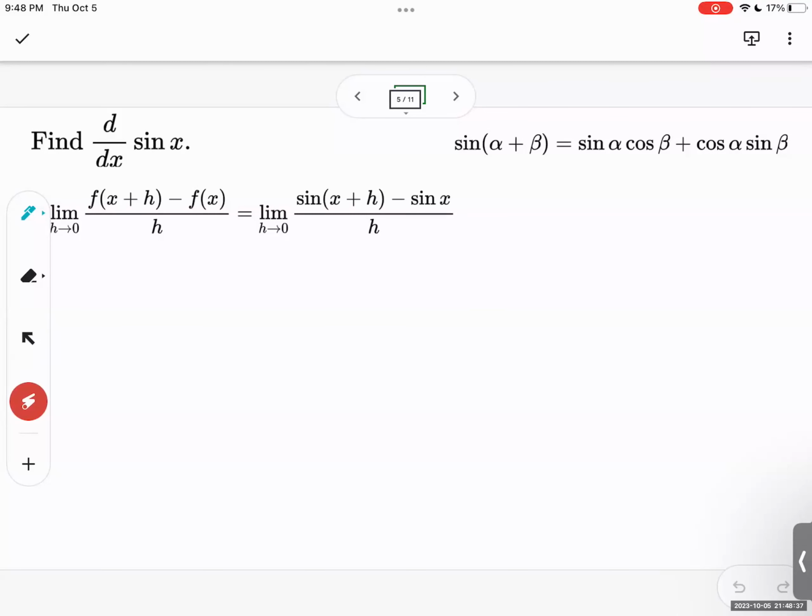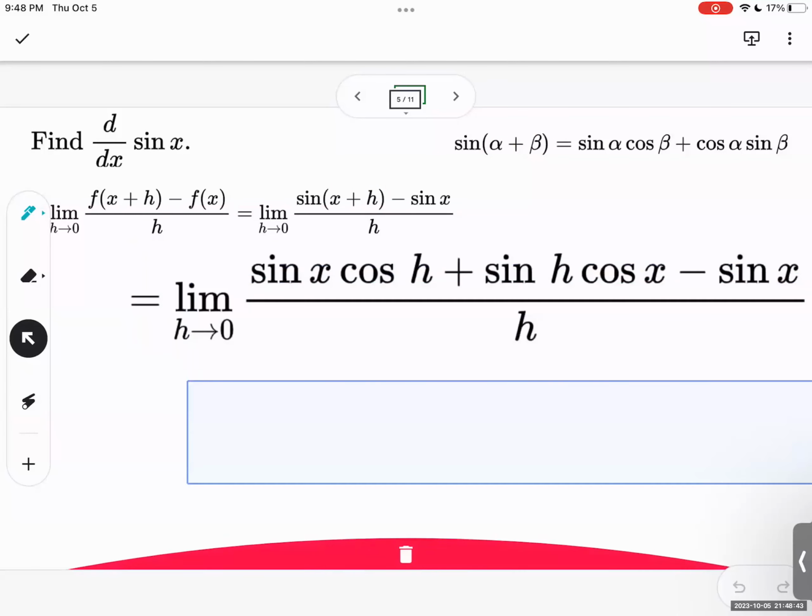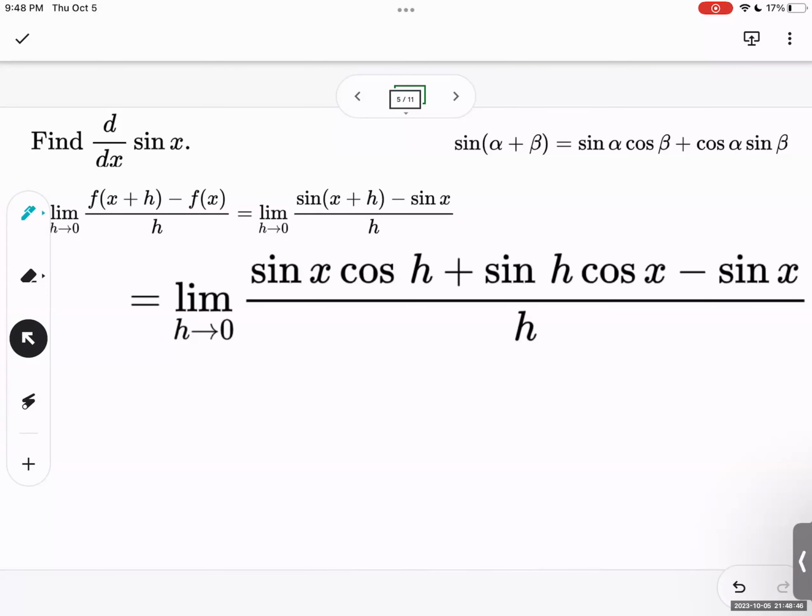So plugging in x for alpha, h for beta, I write out our definition of the derivative. We have the limit as h approaches 0. Sine of x plus h becomes sine x cosine h plus sine h cosine x, minus sine x, divided by h.